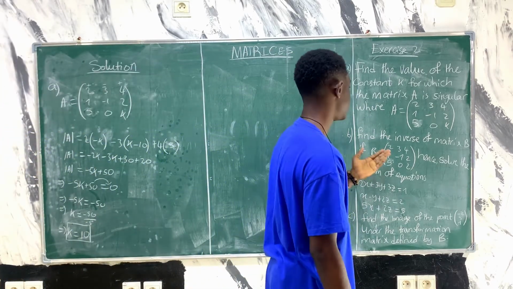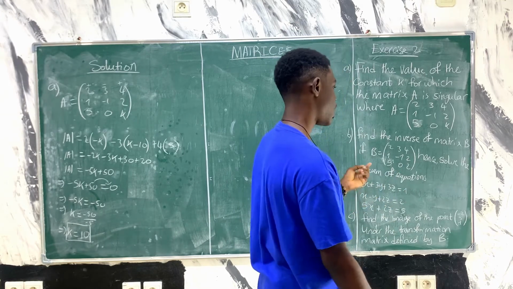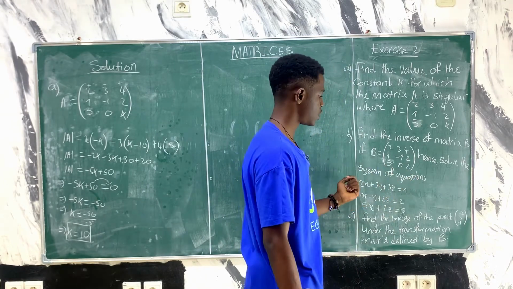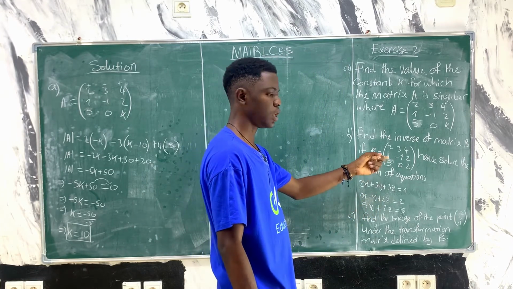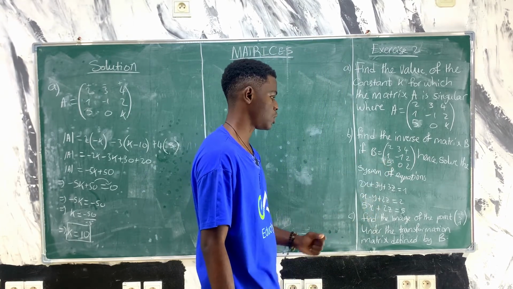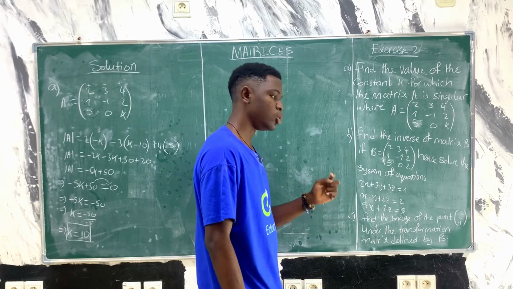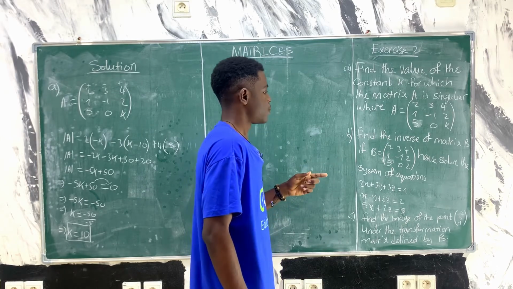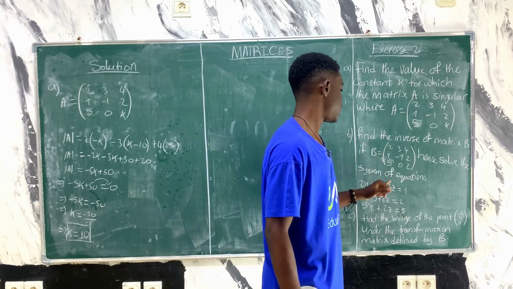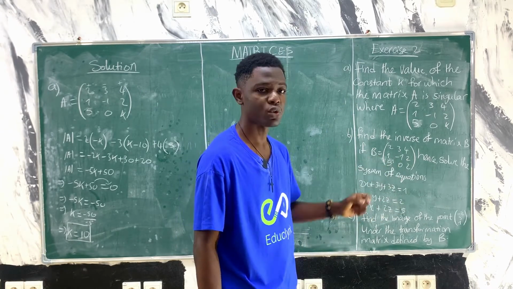The B part says find the inverse of the matrix B, hence solve the system of equations. When they ask you to find the inverse of the matrix B and say hence solve the system of equations, it means you have to use the answer here to solve the system of equations. When they say hence, it means you have to use this inverse.